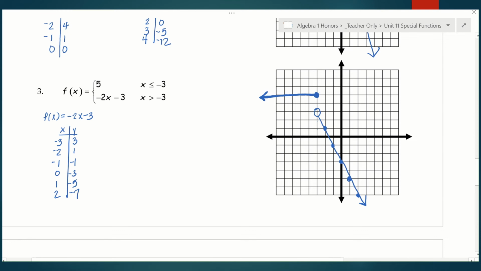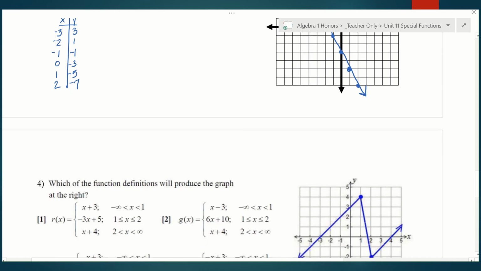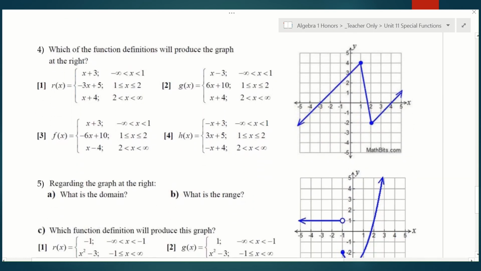Great. Well, you guys are hanging in there. So we're not going to make any more right now. What we're going to do is practice answering some questions. Number 4 says, which of the function definitions will produce the graph at the right?